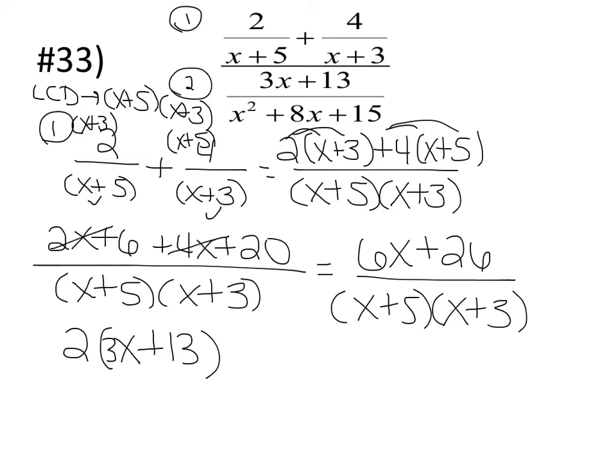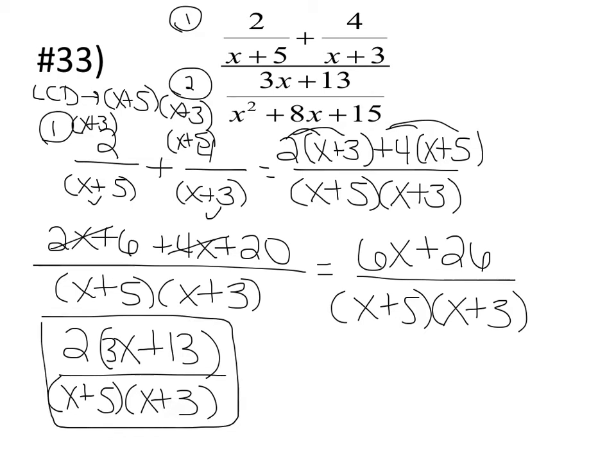3x plus 13, right? If I factor a 2 out, 3x plus 13, yep, all over x plus 5 times x plus 3. And that is my new numerator. And then let's do my new denominator. First things first, I need to factor this. So I'm going to factor it up here. So I need an x and an x, and then factors of 15 that give me 8, 5, and 3.